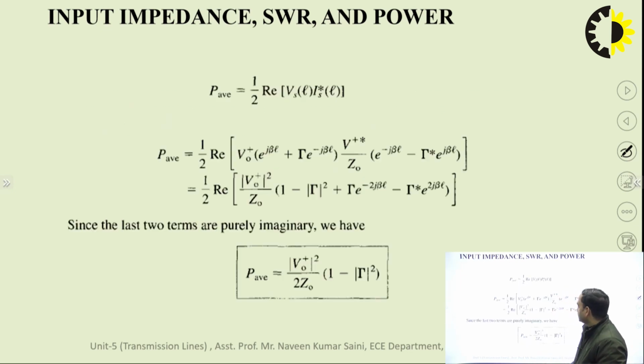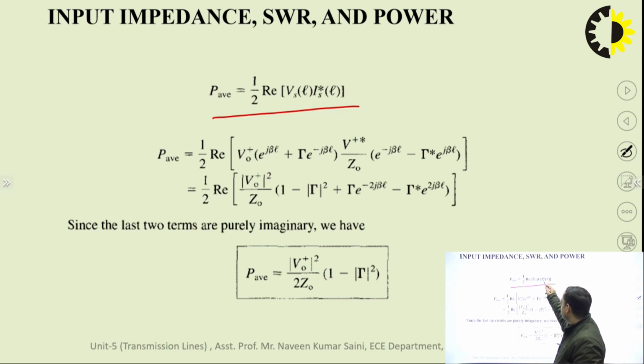About the power, we have already discussed this formula: the real part of the power, that is the real power or the average power, which is also used in the Poynting vector. It is half the real part of Vs at L times Is asterisk, the Hermitian, at L. When we put in the lossless case and do some manipulation in this equation, we get the final expression in this way.